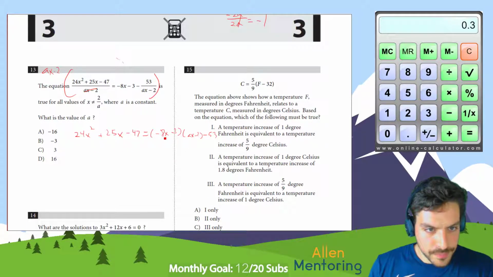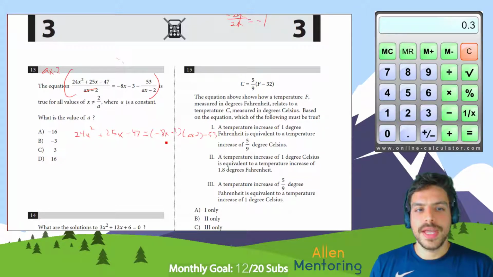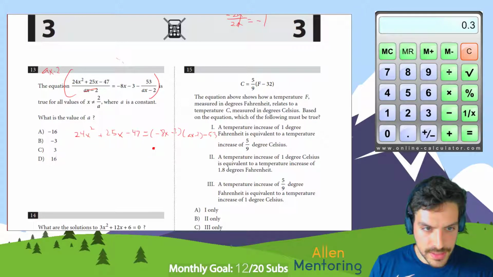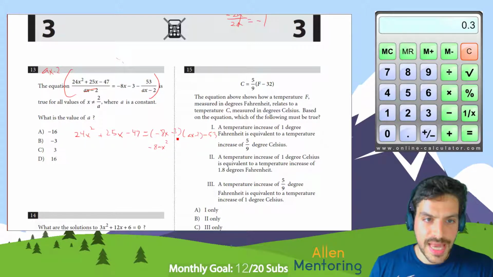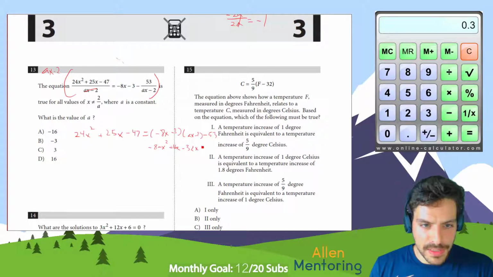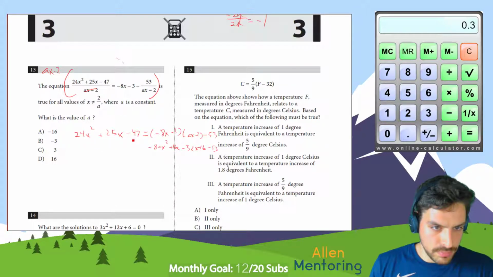Okay, so let us FOIL this thing out first. So how do we FOIL this? First times first. Negative 8x times ax is negative 8ax squared. Okay, so that's first times first. Outer, negative 8x times minus 2, so plus 16x. Inner is minus 3x. Wait, inner is, sorry, minus 3ax. Last is minus 3 times minus 2, which is positive 6. Okay, and then we're subtracting this minus 53. Okay, and here it's still equal to whatever that guy is.